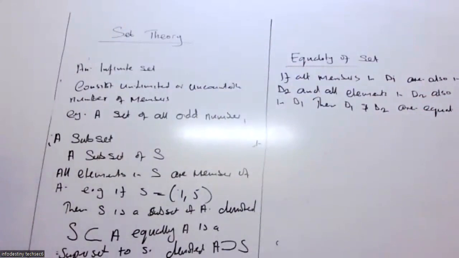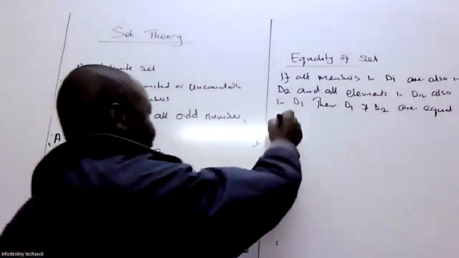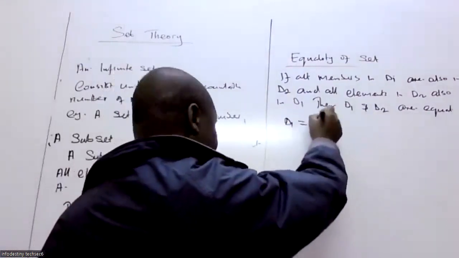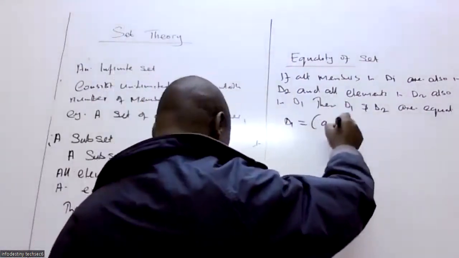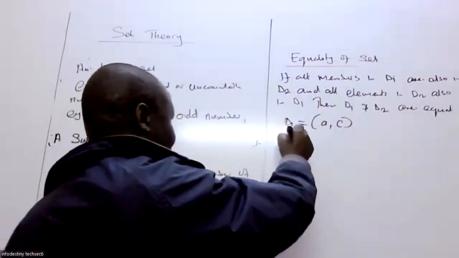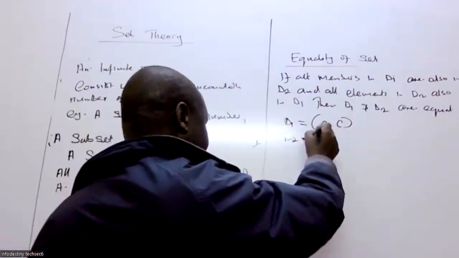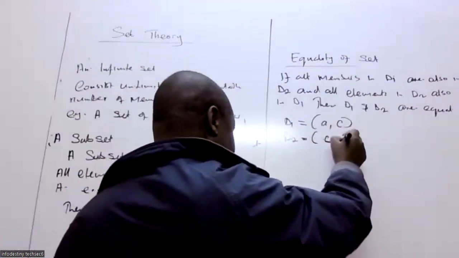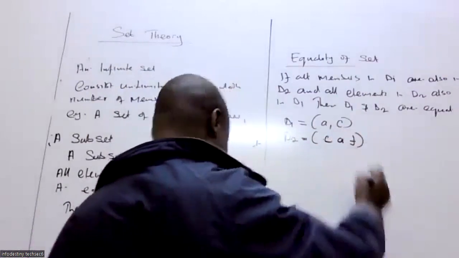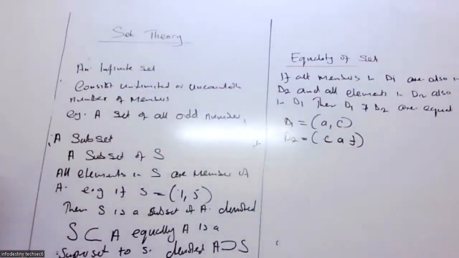So in this particular case, we are looking at the elements of different sets. So we have D1 and then we have D2. Let's look at D1 equals {A, C}, and D2 equals {C, A, F}. When you look at D1, we have the elements A and C, and in D2, we have the elements C, A, and F.